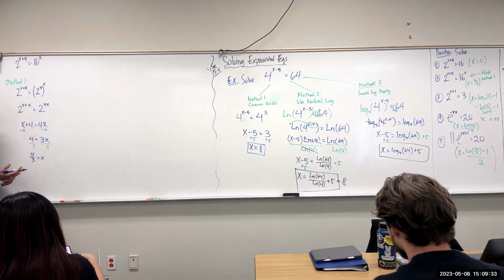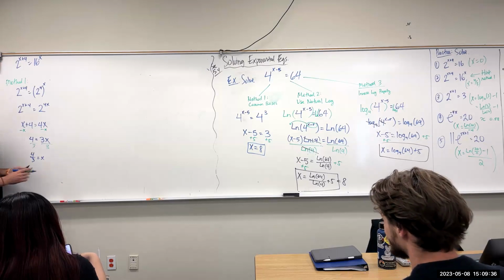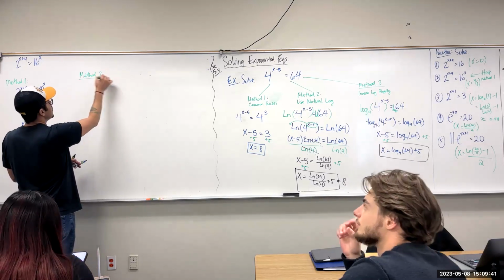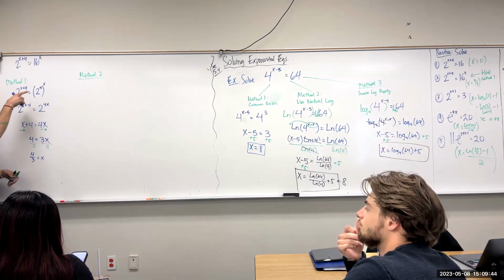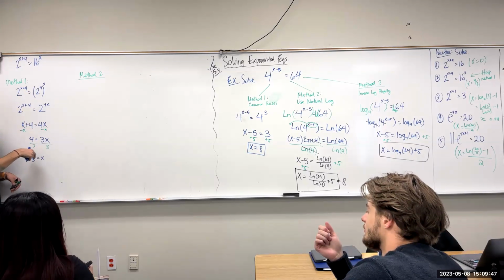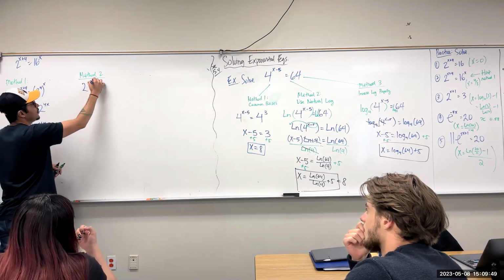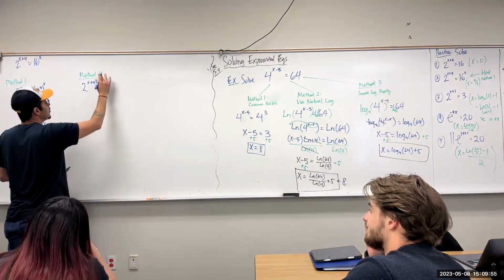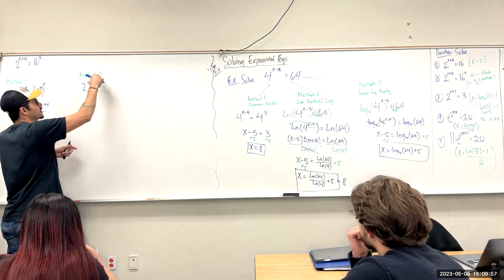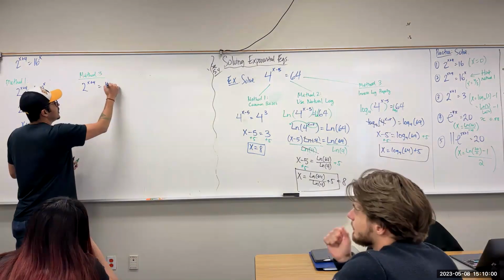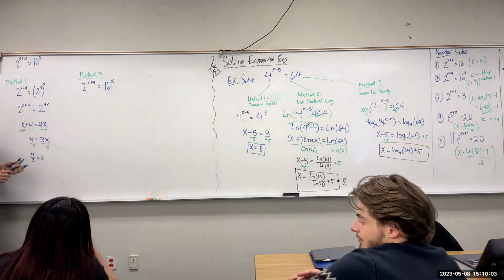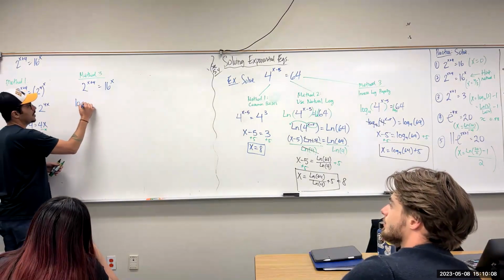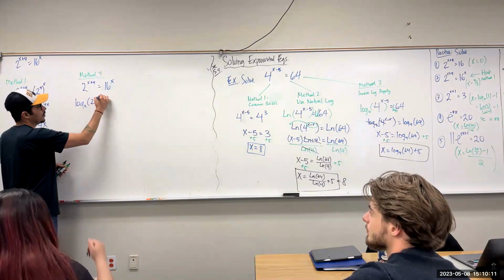Questions on method 1? Let's say you wanted to do method two. Which other method were you doing? Method 3? I don't think I'll have time for all of it. So if you do method 3, what do you do? Log base 2. The log base 2 of 2 to the x plus 4 equals log base 2 of 16 to the x.